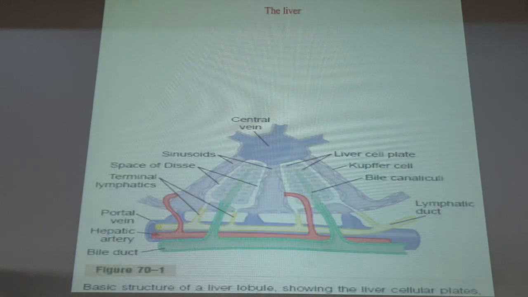Cell structure in the liver. This is the basic structure of a liver lobule. You see, this is the central vein. We have the sinusoids, which contain the venous side, and these are the bile canaliculi. And these are the hepatocytes.